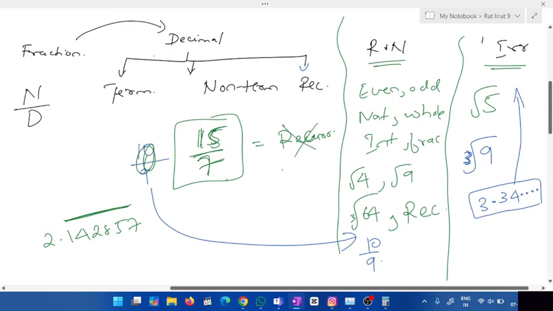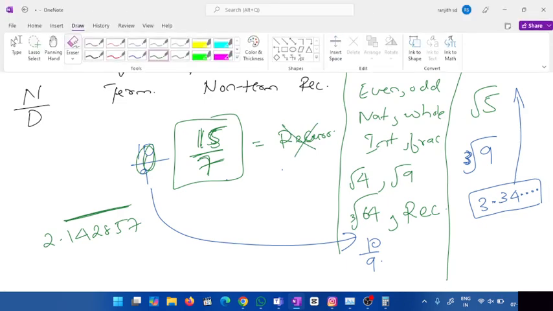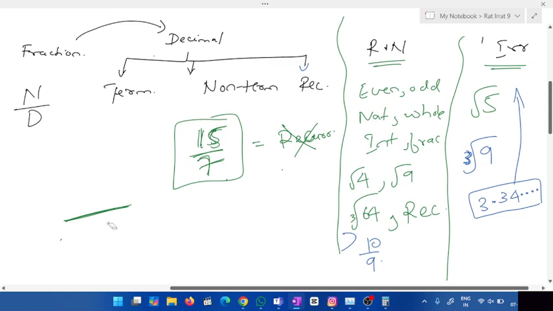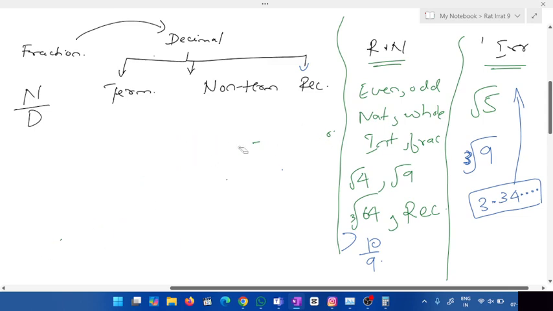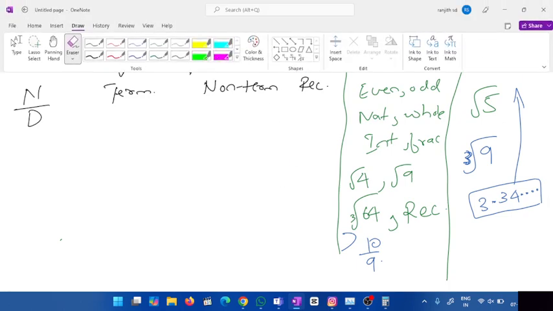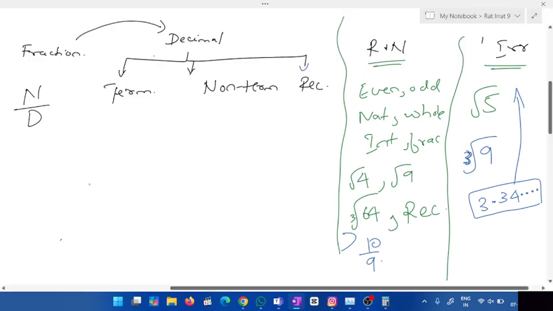Okay, so don't convert it. Before converting, just look at the original form. 15 by 7 is a rational number. It is in the form of p by q. Next, another thing: a recurring number is a rational number. Recurring number, that is, directly they have to give the decimal recurring value, 3.14 with a dash like this.